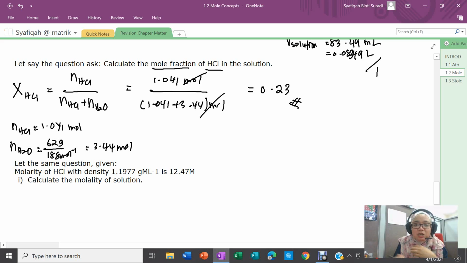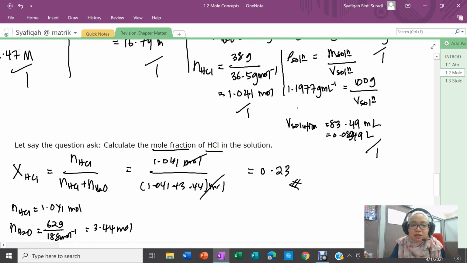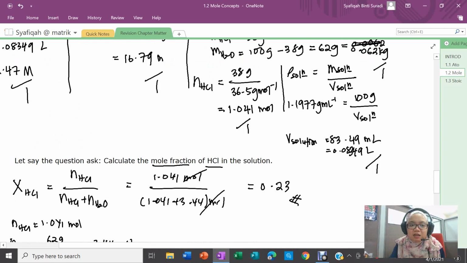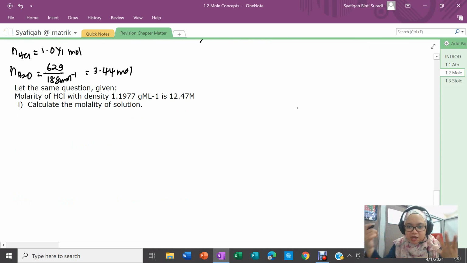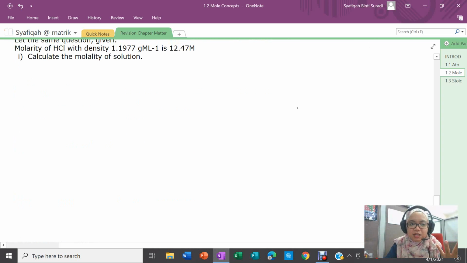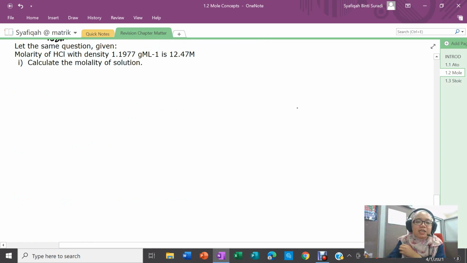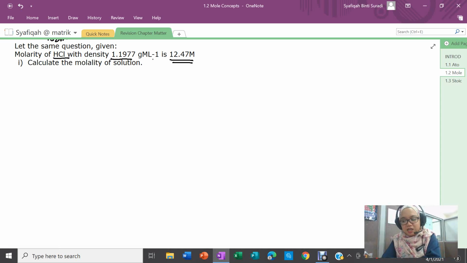Okay? Boleh kan soalan tu teruskan lagi kan? Dia tak nak stop sampai sini. Dia nak tanya find mole fraction. Betul tak? So, macam mana nak cari mole fraction? Okay. Kita nak ubah sikit soalan. Soalan yang sama. Tapi kita nak ubah sikit soalan. Okay. Like the same question. Given. Dia bagi kita molarity of HCl 12.47 dengan density. Dia suruh kita calculate molality. Okay. So, macam mana nak buat ni? Dia bagi kita molarity, betul?